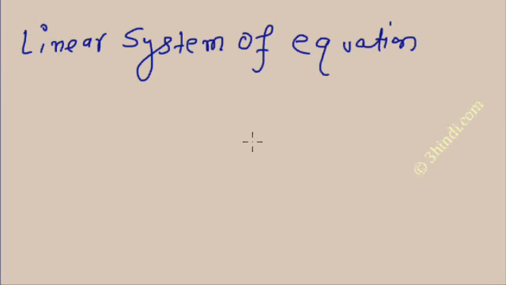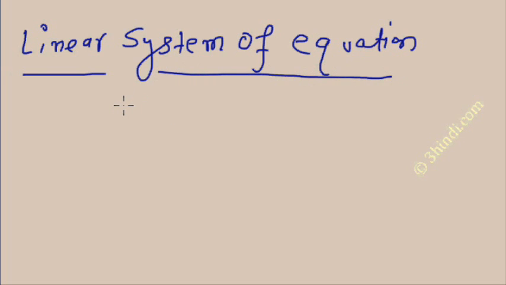Hello, in this video I will explain a linear system of equations. What is the meaning of a linear system of equations? Here the term linear is basically used because the power of the variable should be 1. First of all, you see a system of equations.